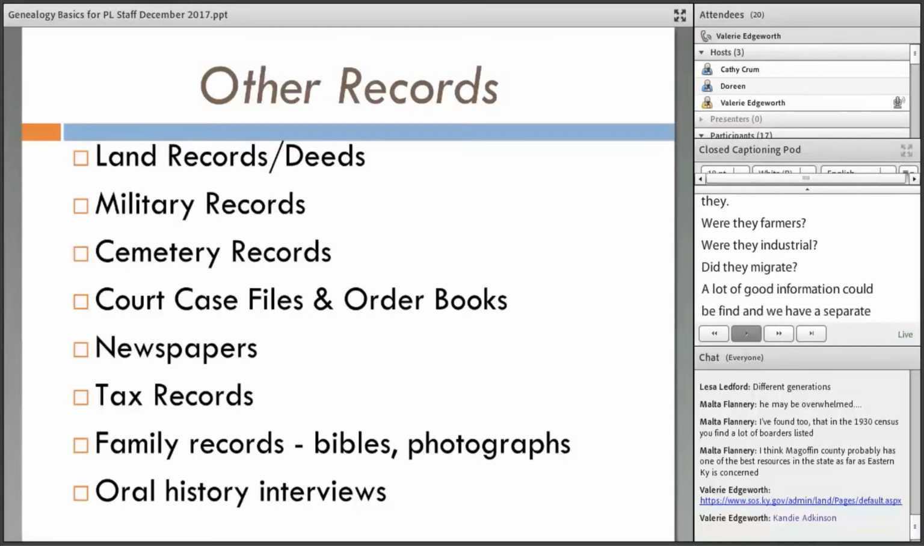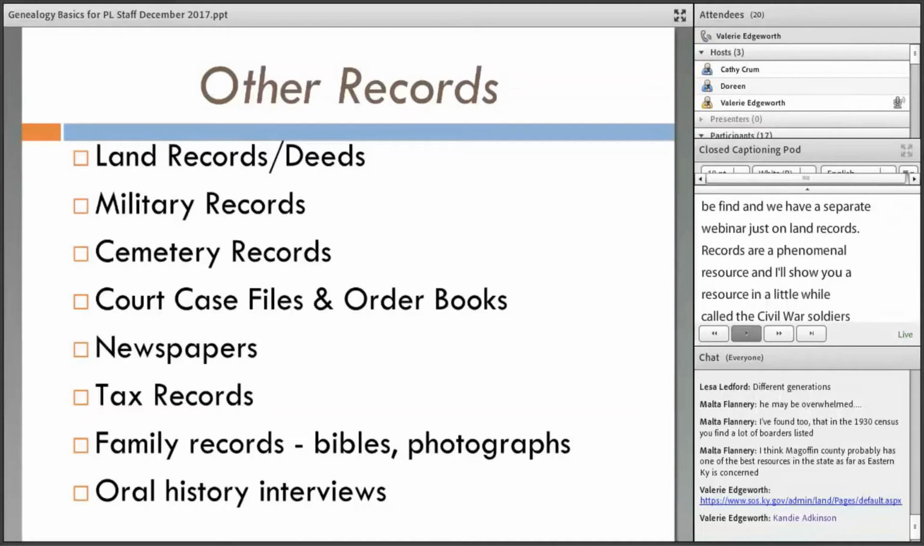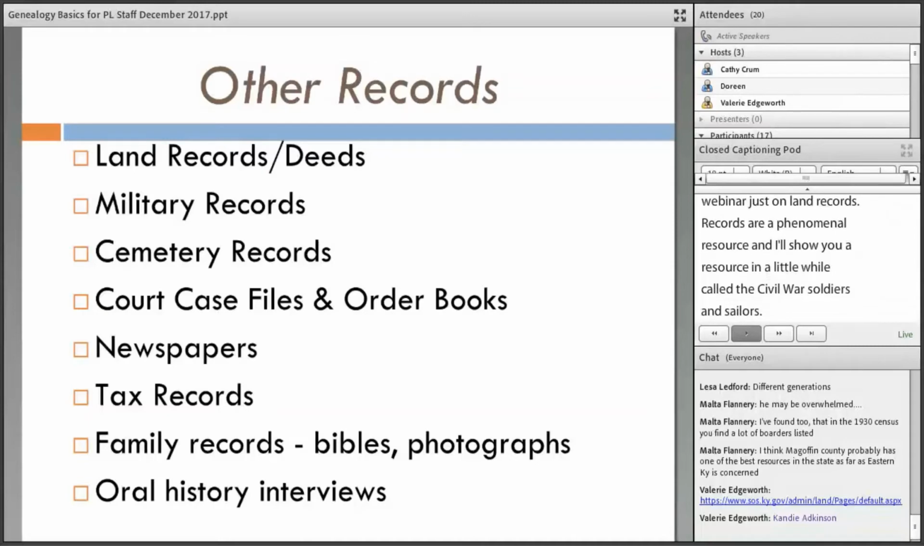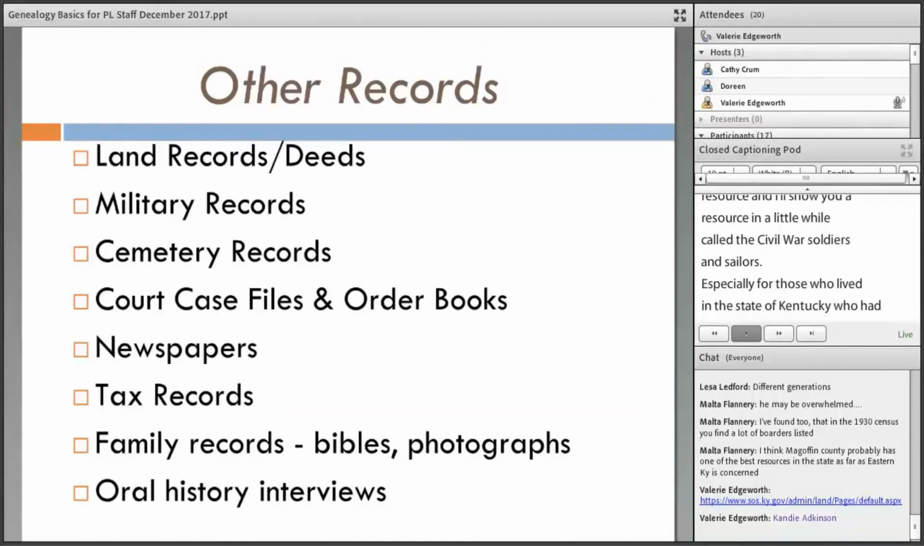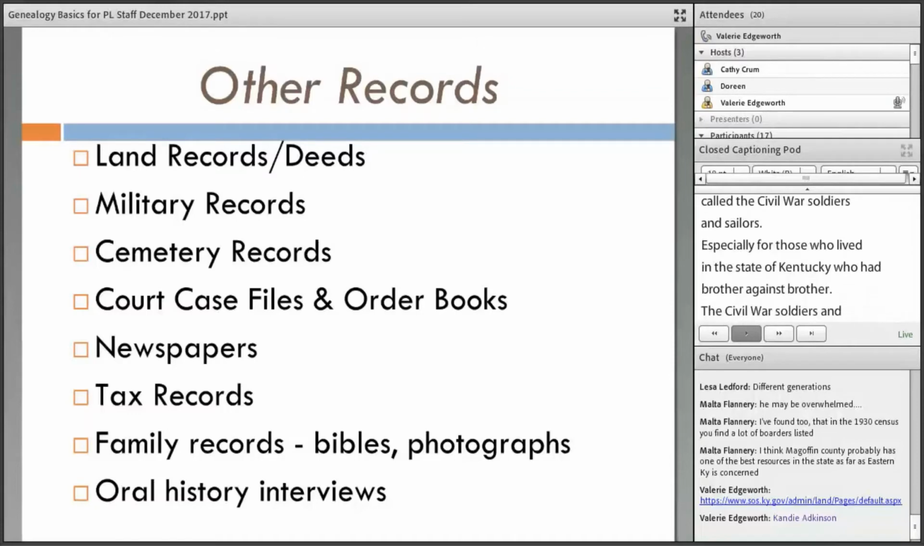Military records are a phenomenal resource. I'm going to show you a resource in a little while called the Civil War Soldiers and Sailors, especially for those who lived in the state of Kentucky who had brother against brother. The Civil War Soldiers and Sailors database is a wonderful resource for the Civil War, and we're going to talk about that in a little bit. Other military records exist here.